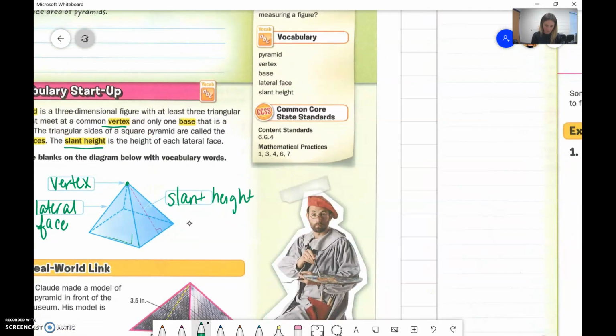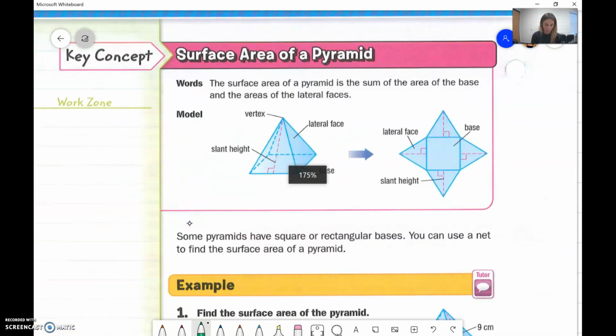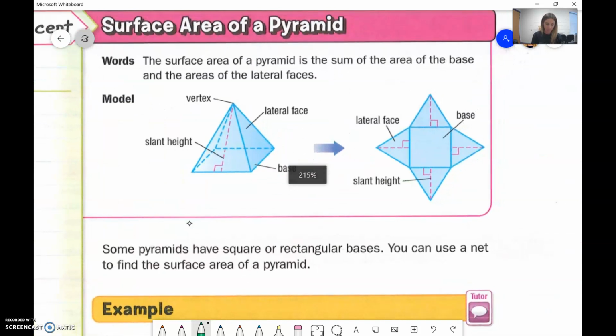So take a look at the next page right here. Here it is broken down. Okay, here's the model. You're going to see that you also have the net that is laid out. So you see the vertex right here. Here is your lateral face, meaning it is that entire triangle right there. Your slant height, again, makes that 90-degree angle. Always look for that. We've worked on that. And then your base right here is whatever your bottom part is, whatever it lays flat. So opened up, here's what it looks like as your net.